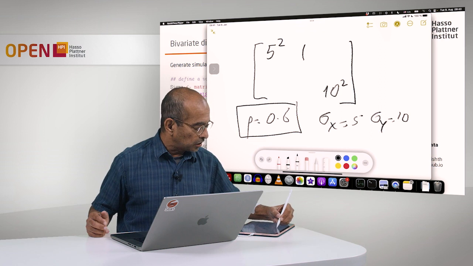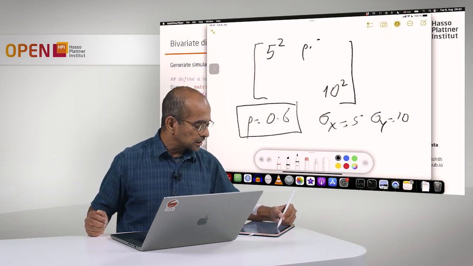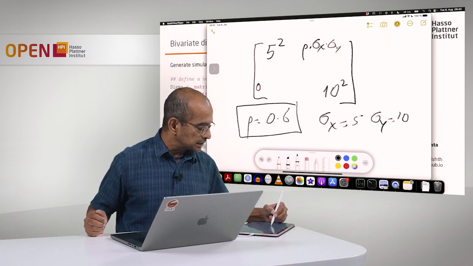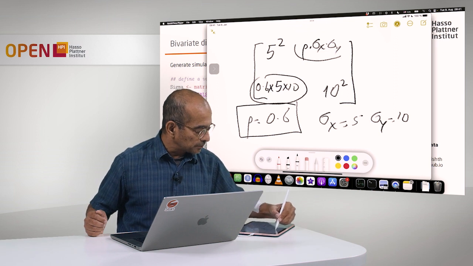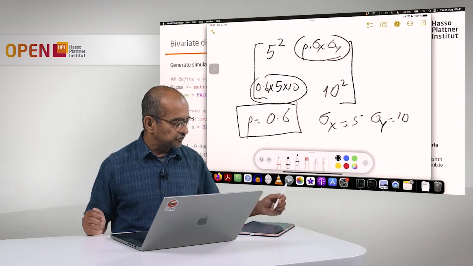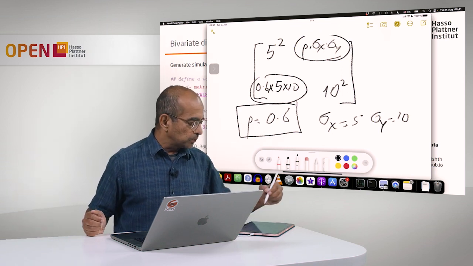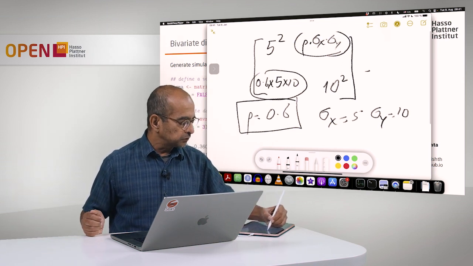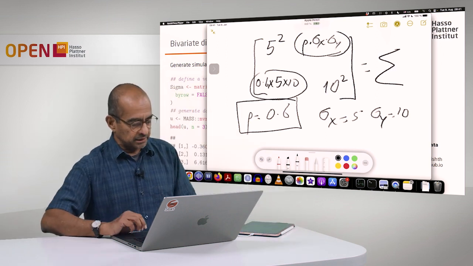Simulate data. So on the off diagonals, I'm going to write this correlation: rho times sigma x times sigma y. What would that be? It would be 0.6 times 5 times 10. So this number would be the same here and here. I wrote the formula on the top and the actual numbers on the bottom. So this would be my variance covariance matrix, which I'm writing as big sigma.